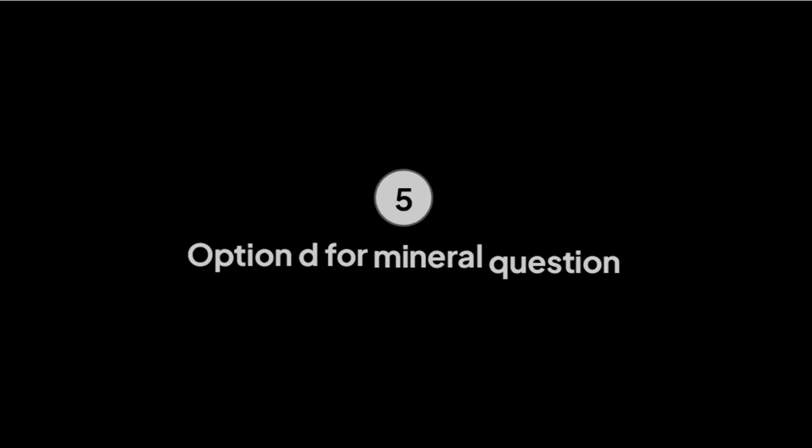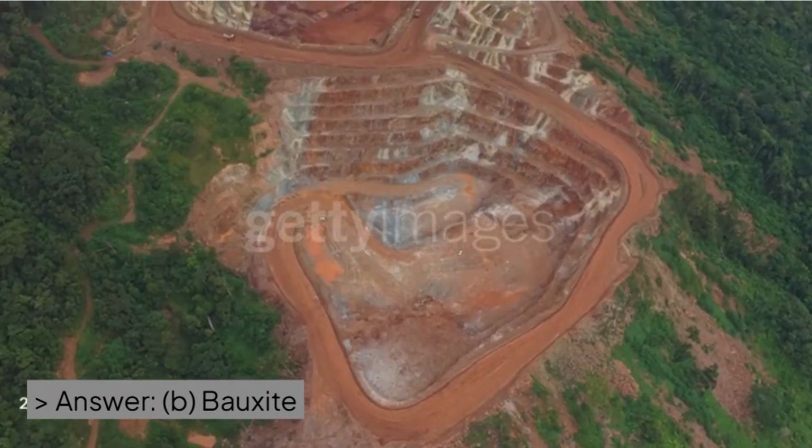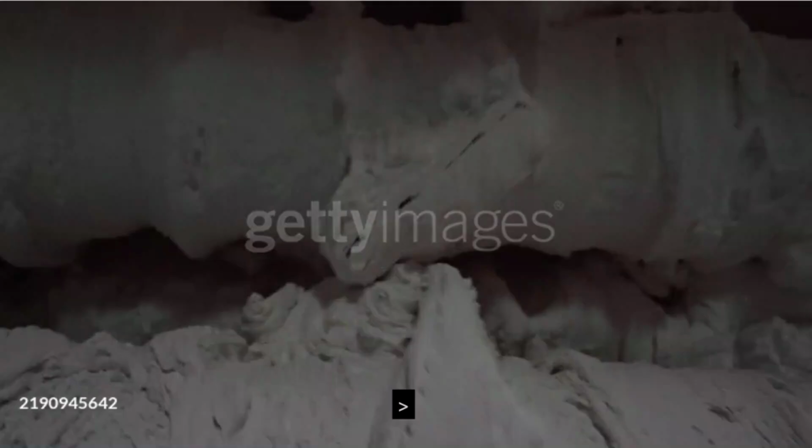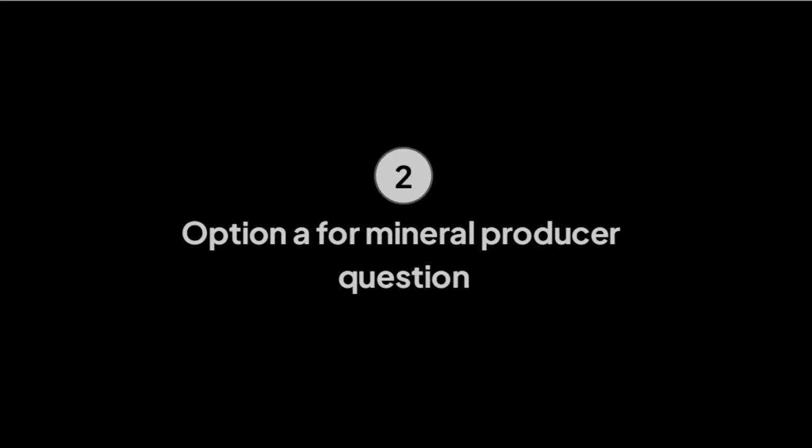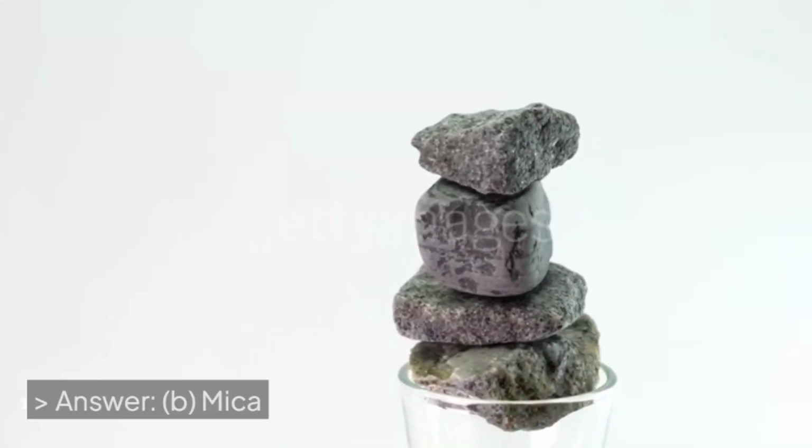A. Coal, B. Bauxite, C. Gold, D. Zinc. Answer B. Bauxite. Q2. Koderma in Jharkhand is the leading producer of which one of the following minerals? A. Bauxite, B. Mica, C. Iron ore, D. Copper. Answer B. Mica.